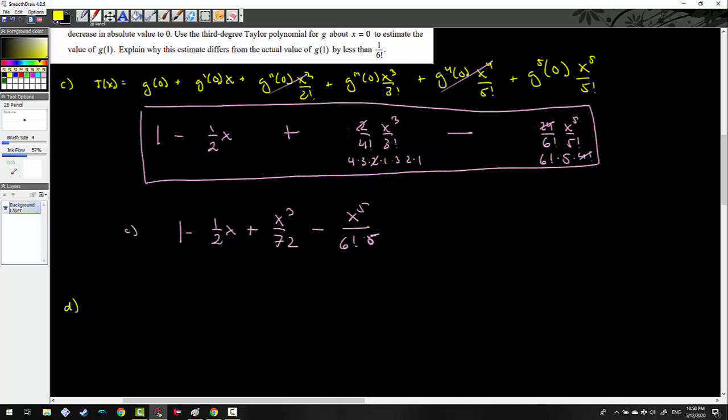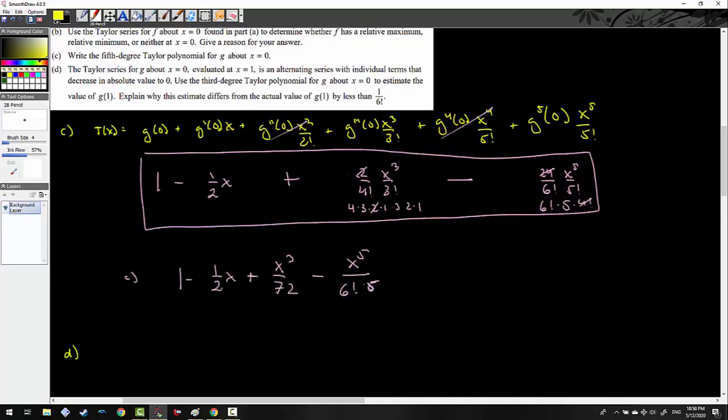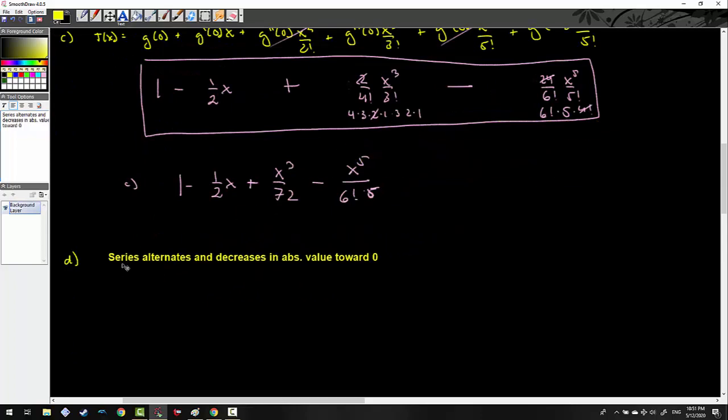So what we want to do is, they told us that the terms alternate and decrease in absolute value towards 0, but because they told us that, we need to say it again before we establish the use of alternating series error bound. So we can say series alternates and decreases in absolute value toward 0. Oops. I always miss the 0 button. I always make it the minus. Okay, so this right here is our gateway into using alternating series error bound.